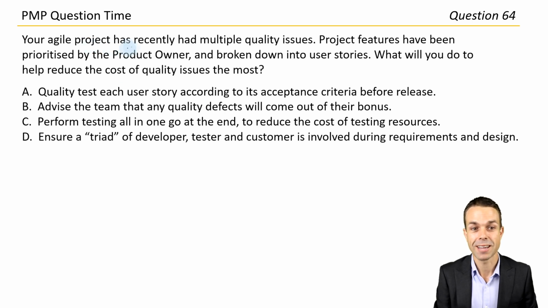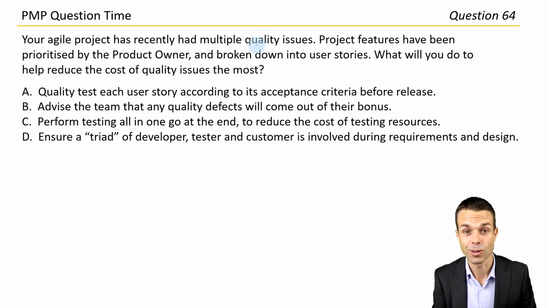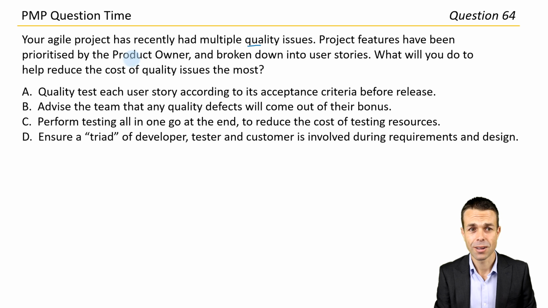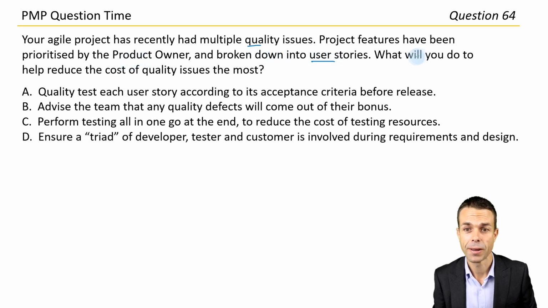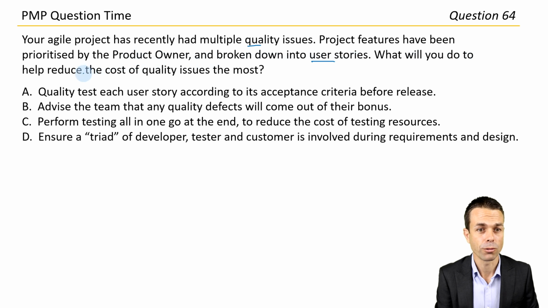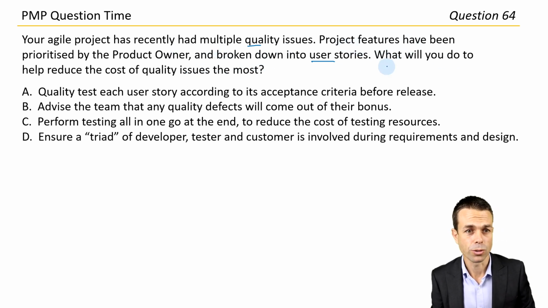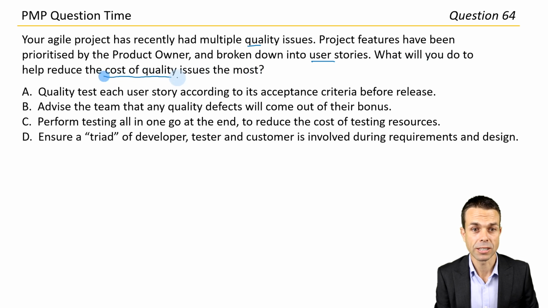Your Agile project has recently had multiple quality issues. Project features have been prioritized by the product owner and broken down into user stories. What will you do to help reduce the cost of quality issues the most? Okay, so it seems like everything is going quite well from an Agile way of working perspective. What will you do to reduce the cost of quality issues the most?